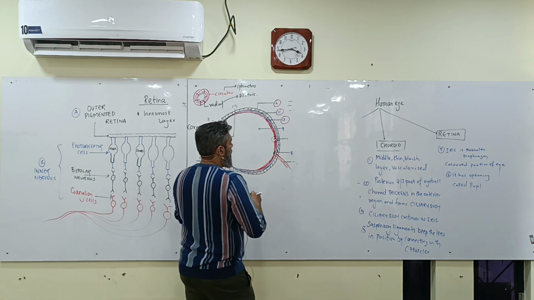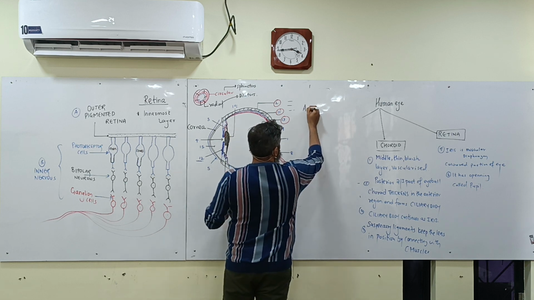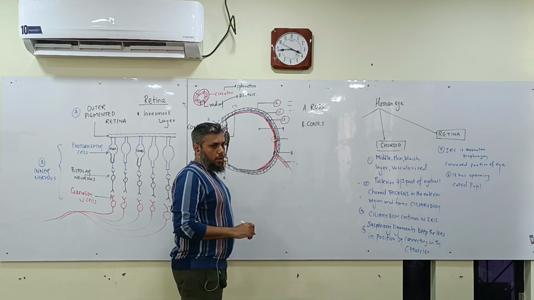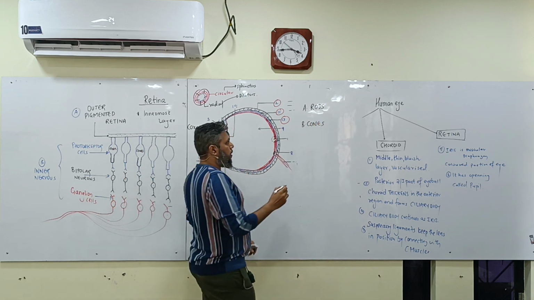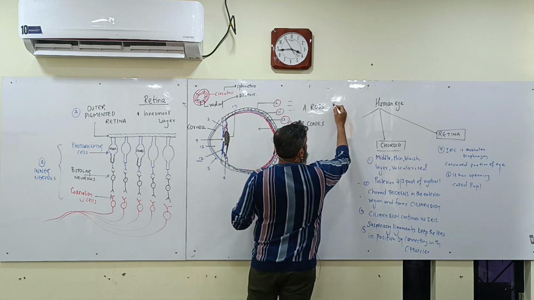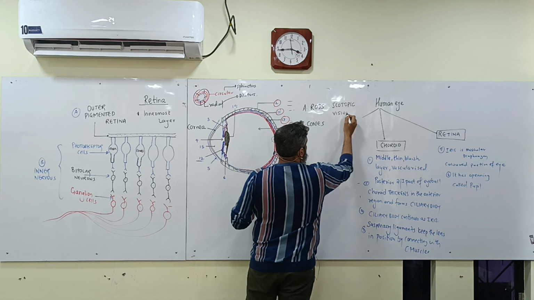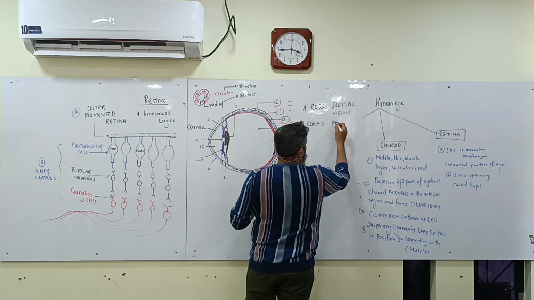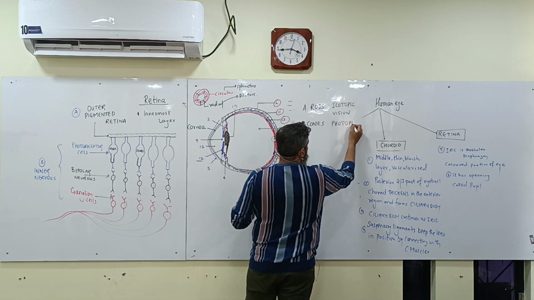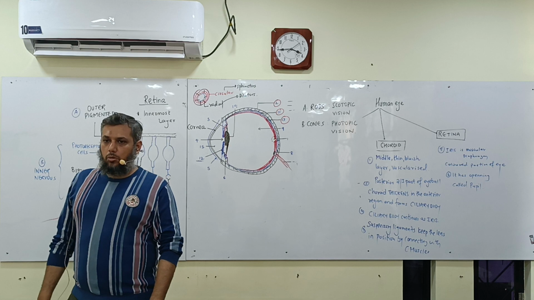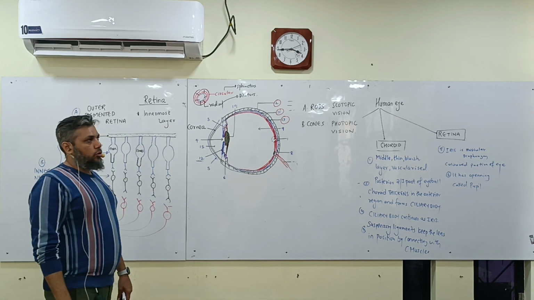So you have got two types of cells. What are they? Rods and cones. And rods help us to see in dim light. So I am calling it what would you know? Scotopic vision. And cones help to see colors. So what should I call the vision? Photopic. So there is a scotopic vision and photopic vision.